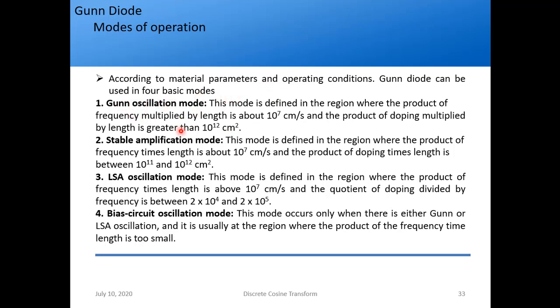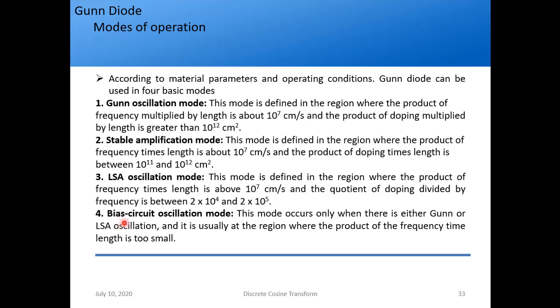However, this operation is very unstable, so that's why this mode is not used. Then we go to the stable amplification mode. In this mode, again the frequency-length product FL is about 10^7 centimeters per second, but the product of doping and length is between 10^11 and 10^12. So if you change the doping, then we get the stable amplification mode. And then we have the LSA mode, where again FL is about 10^7 centimeters per second, and the doping is 2 into 10^4 to 2 into 10^5.